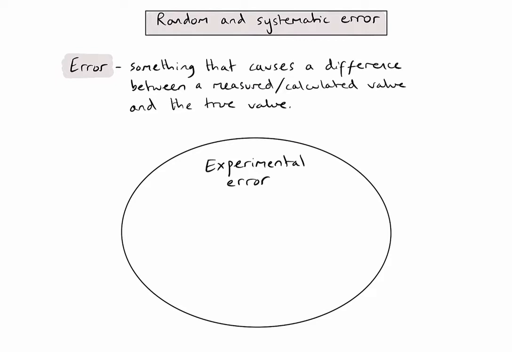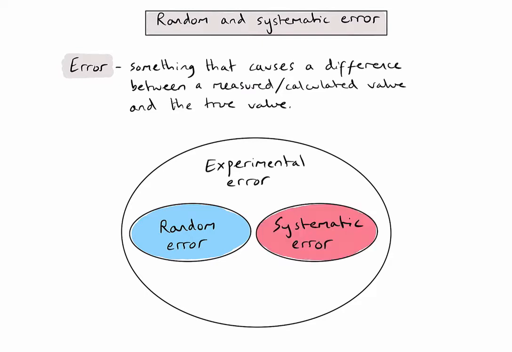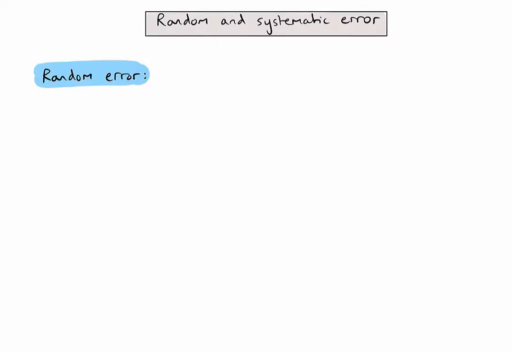The first type of error we like to consider is random error, and the second type is systematic error. We need to know the difference between these two types of error, and also be able to give examples. Let's start with random error. A random error can cause a measured value to be too low or too high with an approximately equal probability.